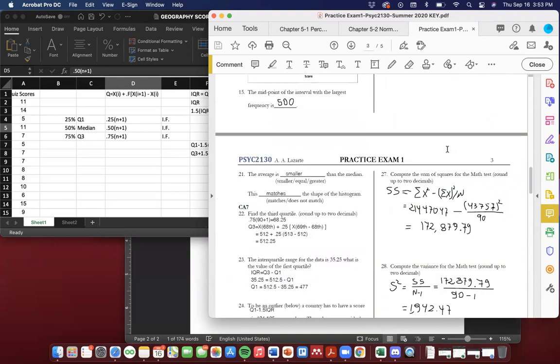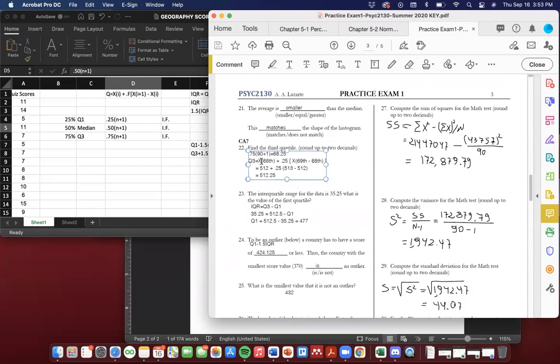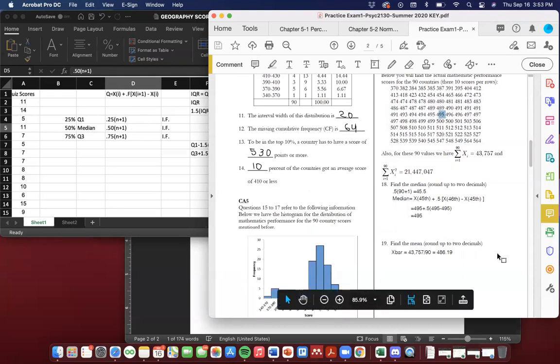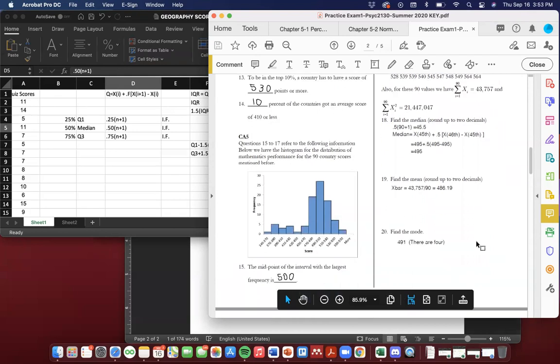Does it ask for Q1, Q3? Q3 right here. Okay. So it's asking for Q3 anyways, so I'm going to use that as an example. But just know for now, the median's 495. You could have gotten that if you just went straight to the center of the data set. You could also have gotten that if you use this equation, and we'll use that equation to find Q3 in a bit. Second part, find the mean.